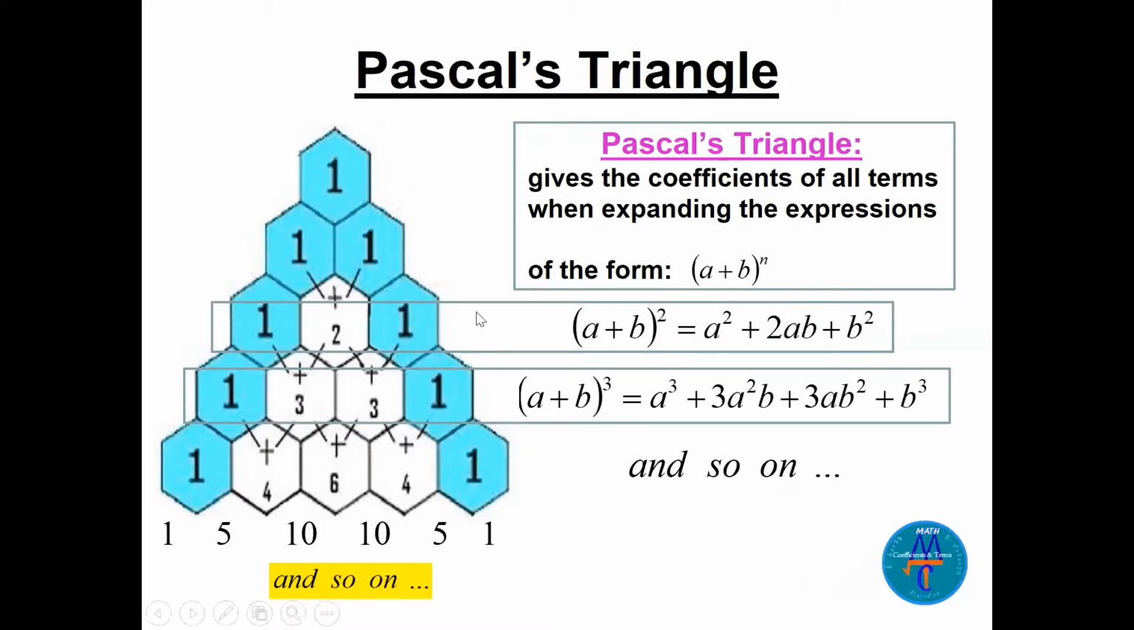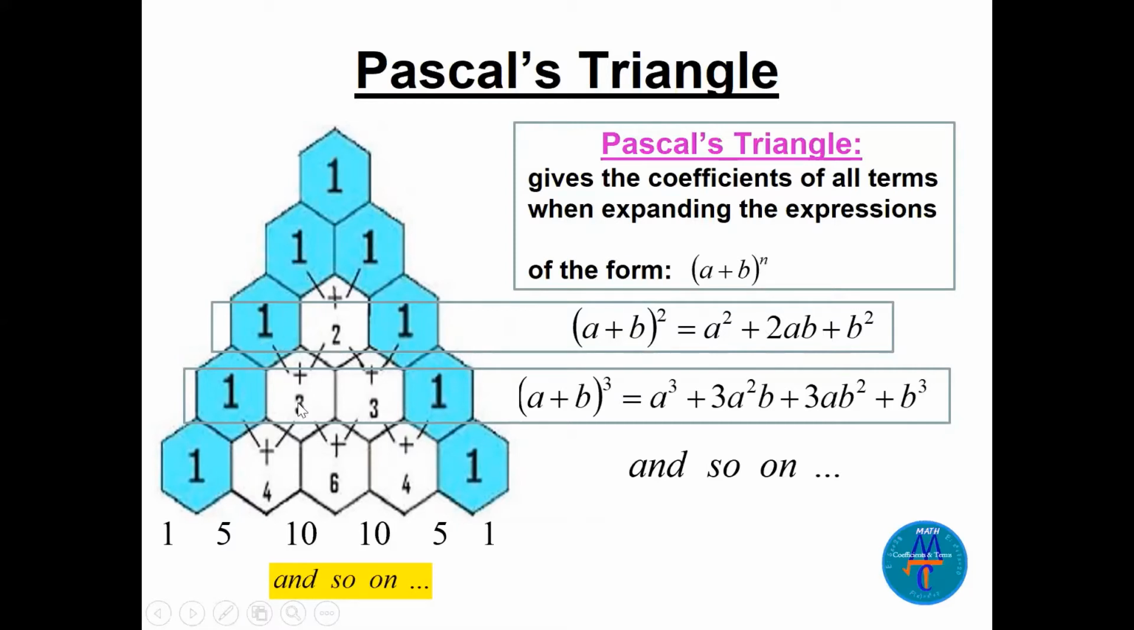Okay, Pascal's triangle, it's a nice triangle. It starts with 1 here, and then you put 1 and 1. When you add 1 and 1, you get 2. So here we have 1, 2, 1. These are the coefficients: 1 for A squared, 2, and then another 1. So 1, 2, 1 are the coefficients when we have power 2.